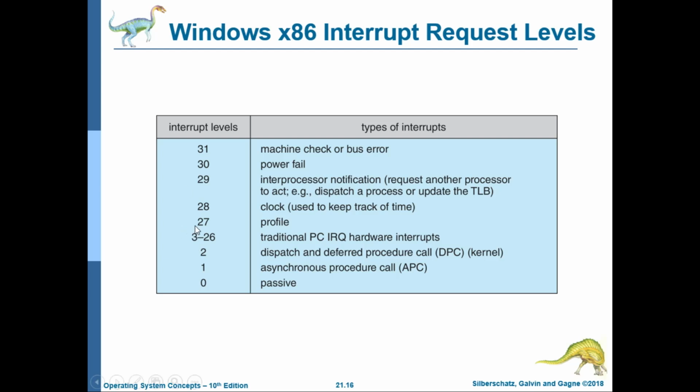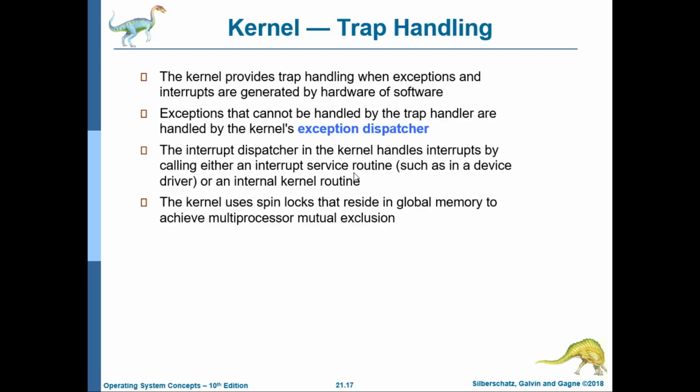And then level 27 is for the profile. 28 is for the clock. This is used to keep track of time. And then we have level 29. It is inter-process notification. Examples of this are request another processor to act such as dispatch in a process or update the translation look-aside buffer. And then for level 30, it is for power fail. And then level 31 is machine check or bus error.